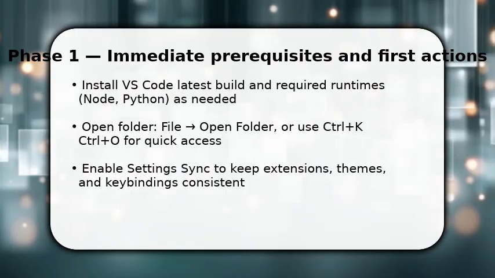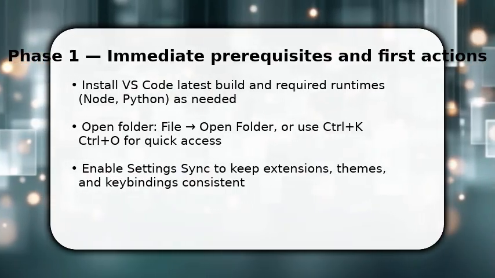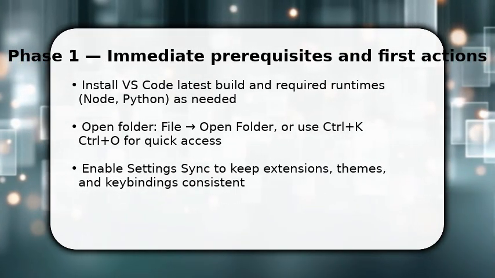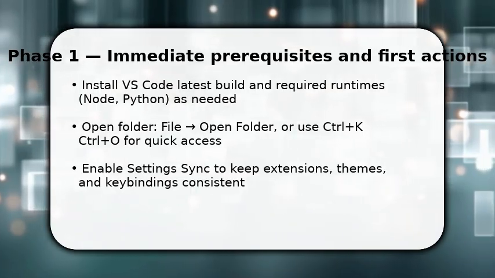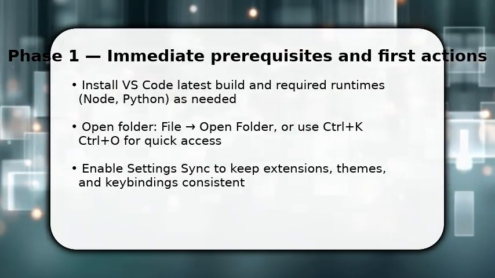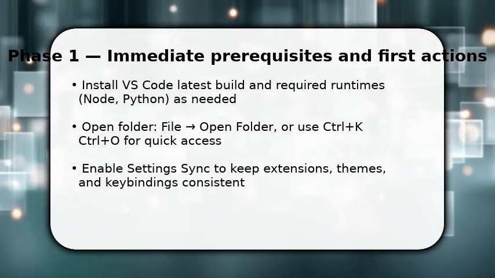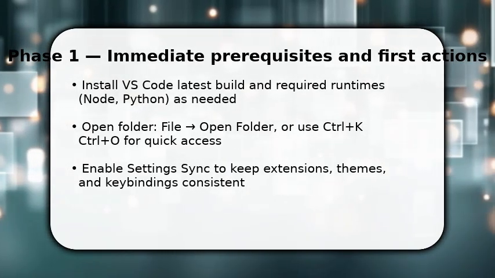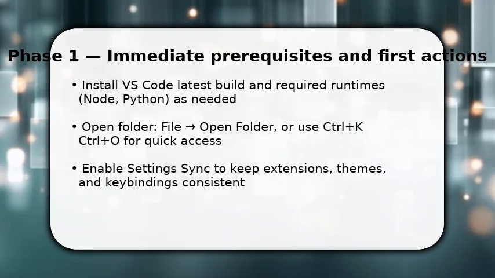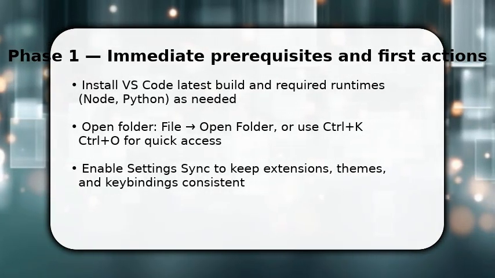You start by installing VS Code and any runtimes you need, Node or Python, for example. Once done, open your project folder so the editor can index files and offer IntelliSense. You should also enable settings sync right away, because that saves extensions, themes, and key bindings across machines.